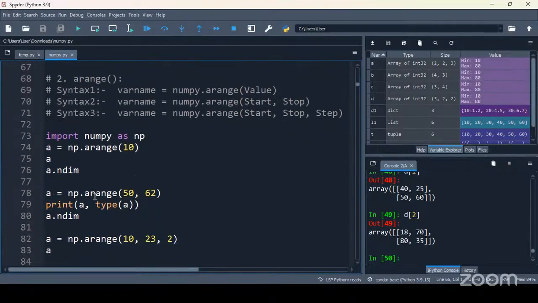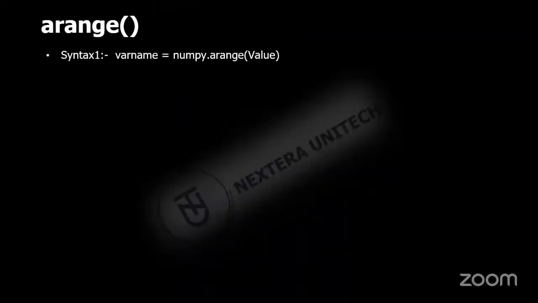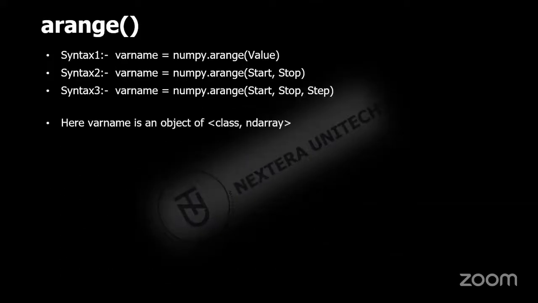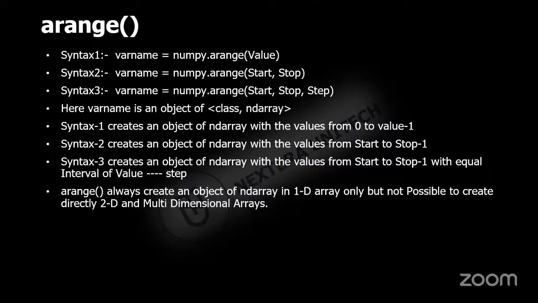So let us also discuss arange. The next function that we have for creating ndarray objects is the arange function. So what is the purpose of this arange function? How do we use it? Again, there are three syntaxes for arange. It is not A double R. Don't use A double R. It is arange. Keep it clear.